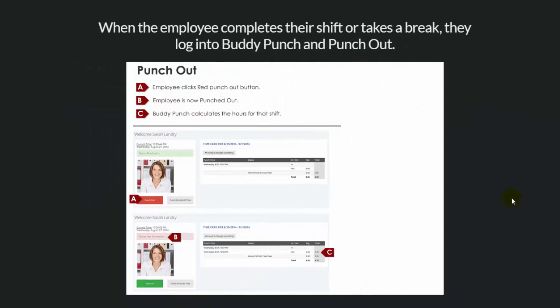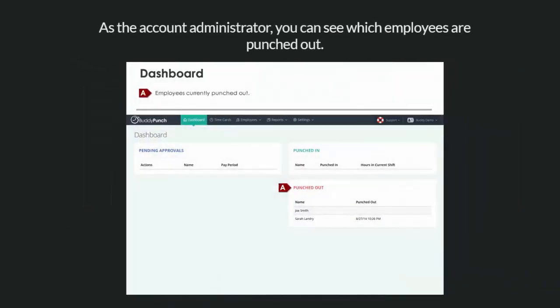Next, the employee will log in and punch out. Note the color-coded button for punching out as well as a status change once that happens. After the employee punches out, they'll also see their hours worked for that shift. This screen shows how that employee moved from the punched in area of the dashboard to the punched out area, giving you visibility into what's occurring during the day.